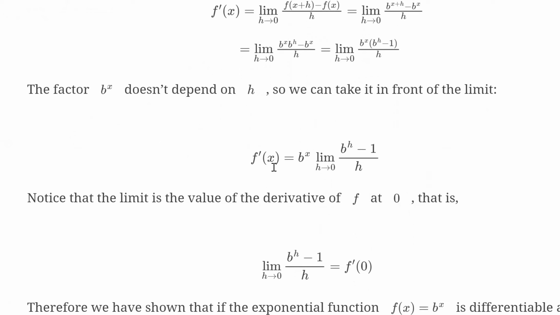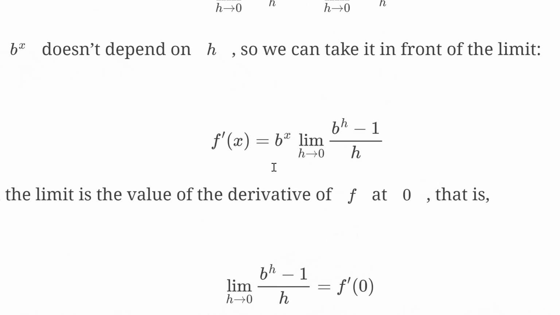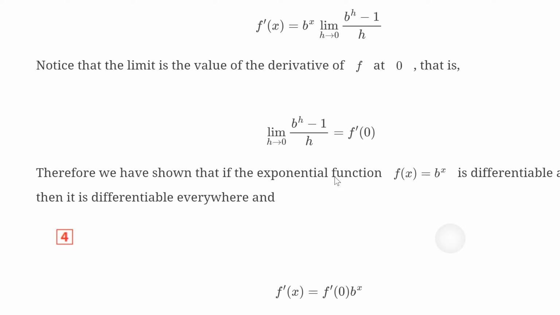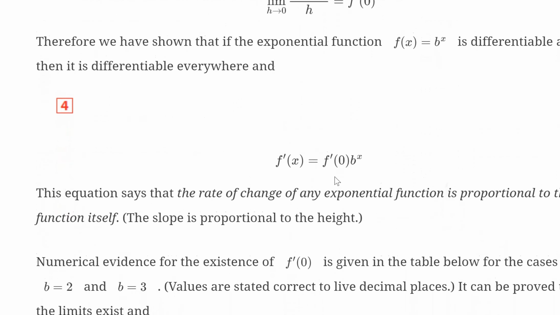Since the b to the x doesn't matter with this, because we're just doing the limit as h goes to 0, we can pull that out. That's in essence basically a constant at that point. So we're literally just looking at the limit of that at 0. So far, follow me so far? Okay. All right.